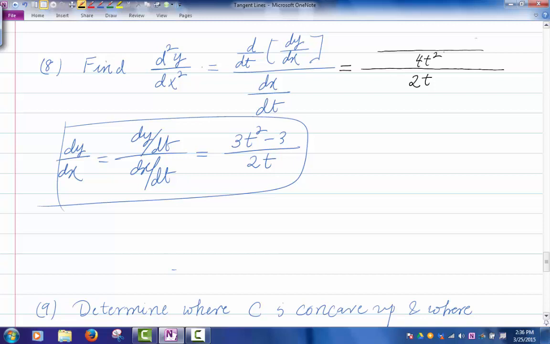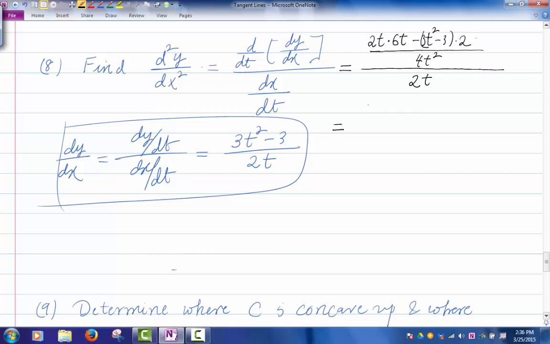4t squared. Okay, what goes in the numerator? I'm going to get the denominator first, multiplied by what? The derivative of the numerator, which is 6t, minus the numerator 3t squared minus 3, multiplied by the derivative of the denominator, which is 2. Okay, I need to simplify that. What am I getting then?